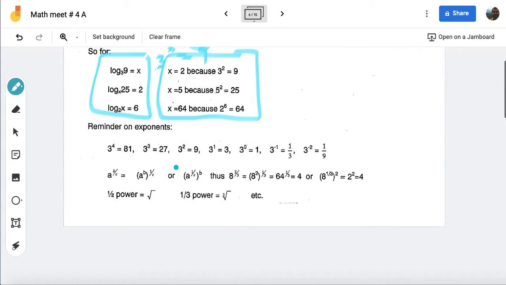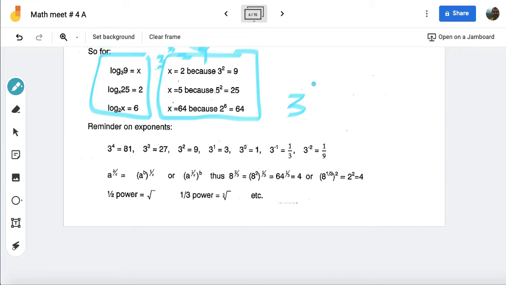A reminder on exponents. 3 to the 4th is 3 times 3 times 3 times 3, 81. 3 to the 3rd, 27. Notice I'm dropping it down by 1 every time. 3 squared, 9. It's dividing by 3. Dividing by 3. And if you divide 3 by 3, you get 1. So 3 to the 0, anything to the 0 power is 1.